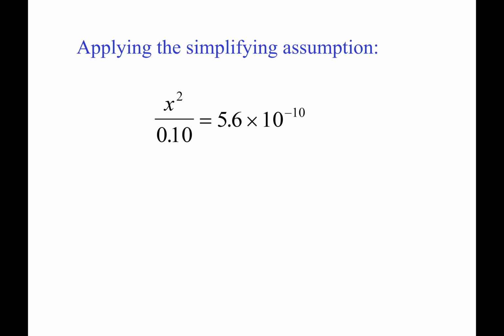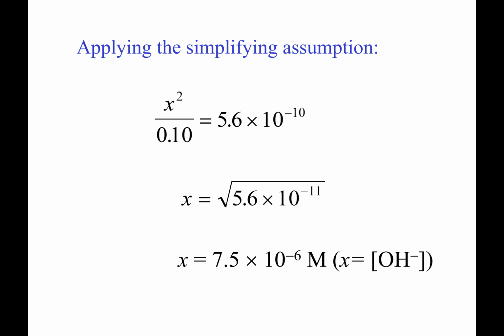So after our simplifying assumption is applied, the denominator becomes 0.10 instead of 0.10 minus X. And now I usually cross multiply and then take the square root. So we're going to take the square root of 5.6 times 10 to the minus 11, which is 7.5 times 10 to the minus 6. And by definition, according to our ICE table, that is the molar concentration of the hydroxide ion.